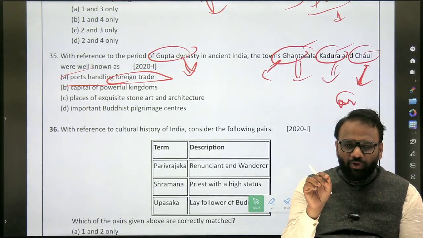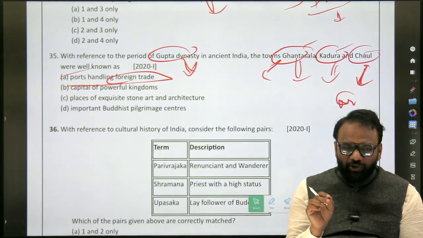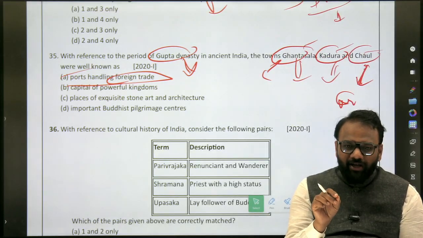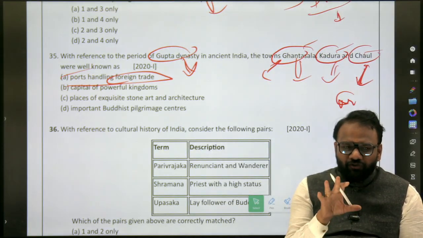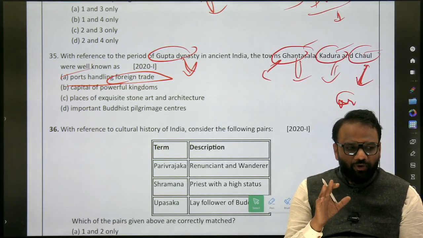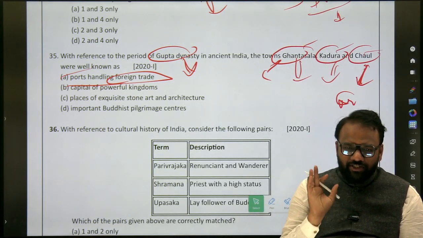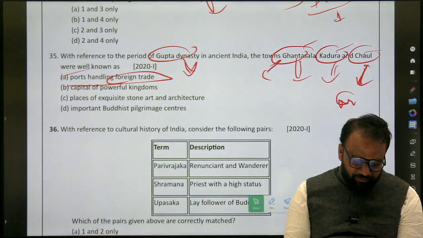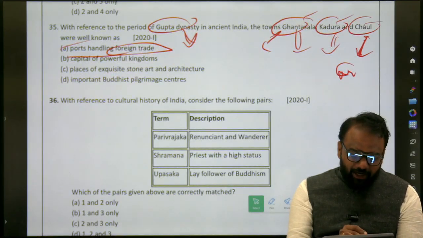So what you have to do? You have to go through that list. When you are going through the list the first time, you just focus on important dynasties, not all the dynasties, because practically it will be difficult to go through all of them. At least important dynasties you will cover. Next, capital of powerful kingdoms.